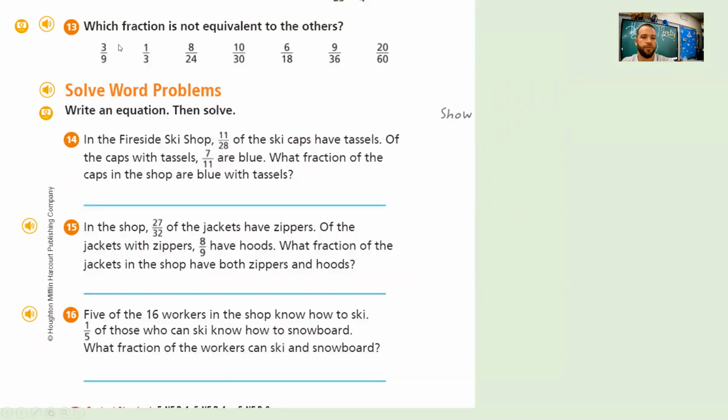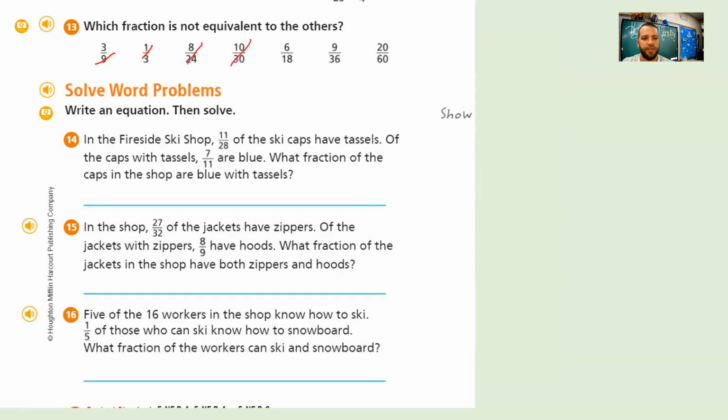All right. Which fraction is not the same as the others? Well, 3 over 9 is 1/3. I know that. So those are good. So everything's going to have to be equal to 3/9 or 1/3. Is this equal to 1/3? Well, 1 times 8 is 8. What's 8 times 3? 24. Oh, yeah, so that's equal.